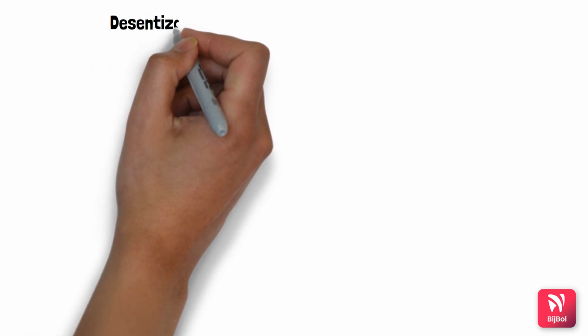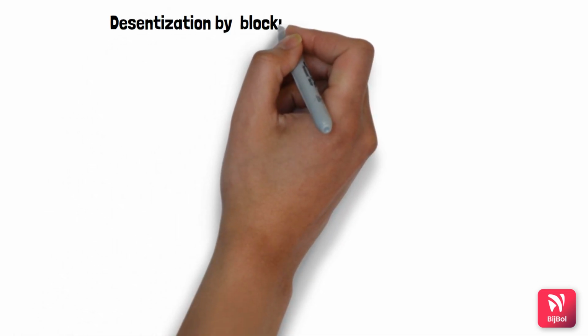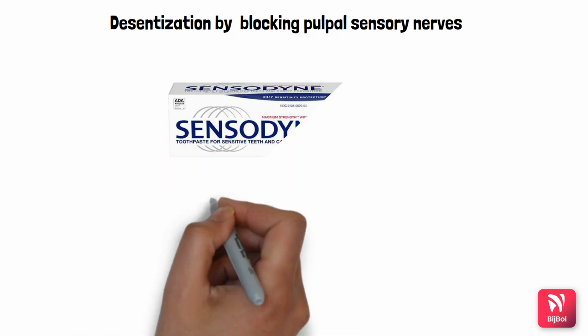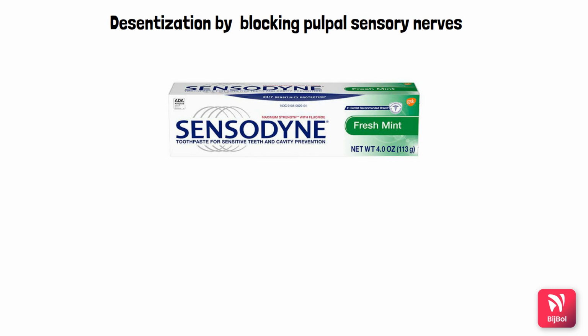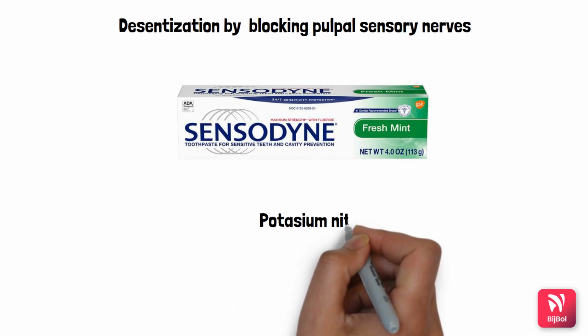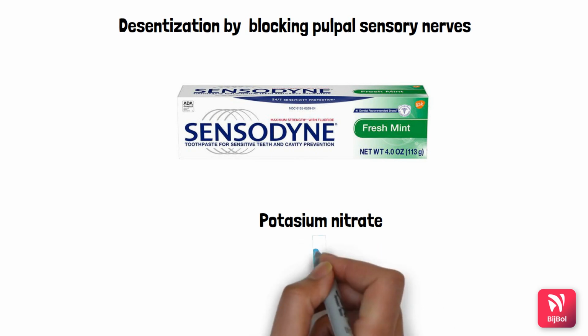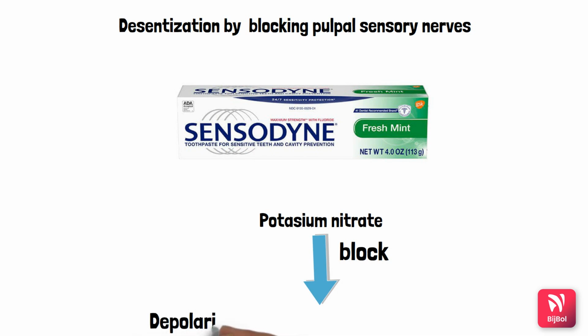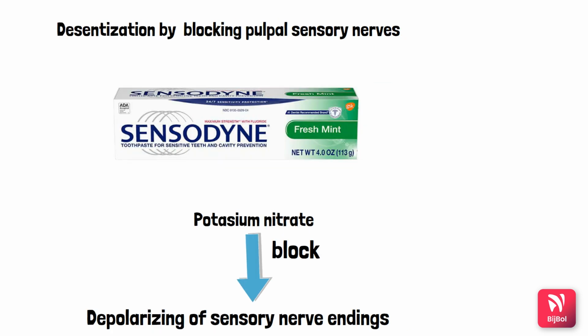The next mechanism we'll see is desensitization by blocking the pulpal sensory nerves. This mechanism helps in treating the hypersensitivity by reducing the excitability of the sensory nerves in the pulp in response to various stimuli. In that, we have various toothpastes in which potassium nitrate solution is incorporated, which will block the depolarization of the sensory nerve endings close to the odontoblast, which will prevent the transmission of the impulses to the brain, thereby reducing dentinal hypersensitivity.